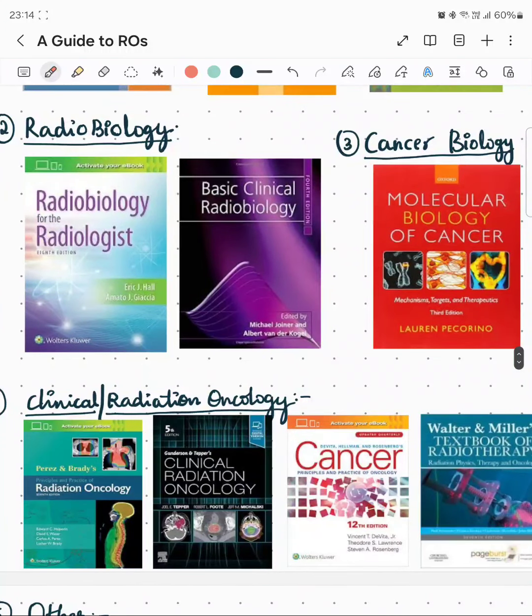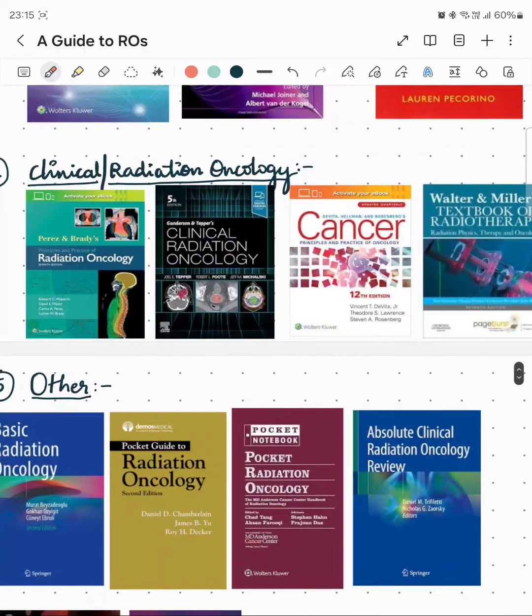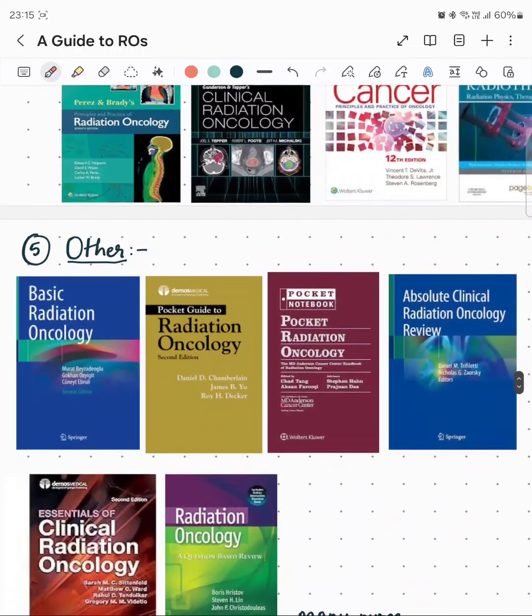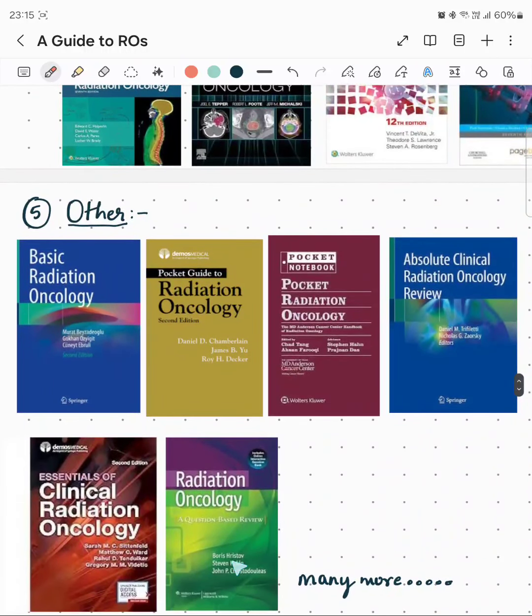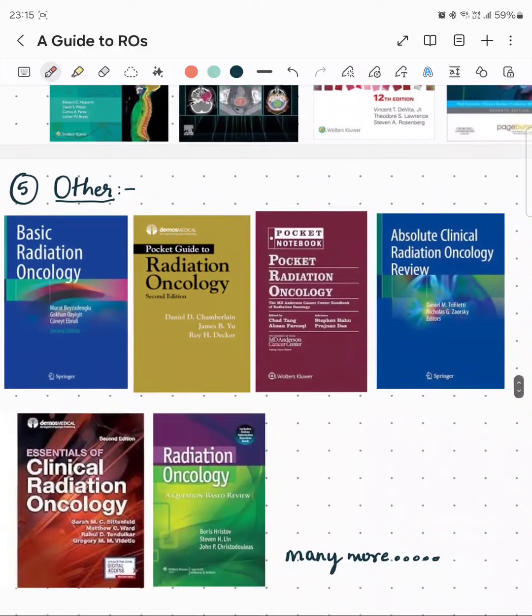You have to stick to one standard textbook, and then follow with the other smaller books if you want, but one standard textbook is a must. You have to follow either Gunderson, Perez, or Devita. Other textbooks that you can follow are Basic Radiation Oncology, Pocket Radiation Oncology, Absolute Essentials, and then there are MCQ based reviews also. There are many more smaller textbooks available like this. You can use them as a reference.